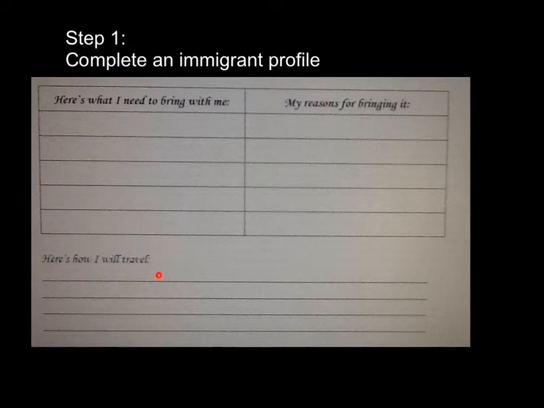Last on this part, you're going to explain, here's how I will travel. Is it by land? Is it over the sea? Is it by the boat?